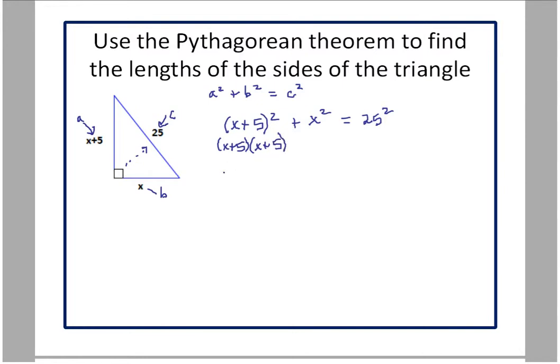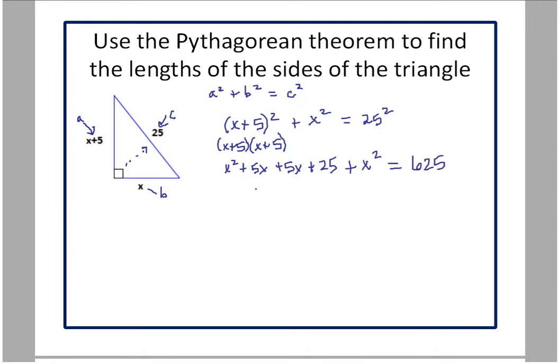So x times x is x squared. X times 5 is 5x. Now let's distribute in the 5. 5 times x is 5x. And 5 times 5 is 25. And then going back up here, we've got the x squared. And let's solve what 25 squared is. That's 625.